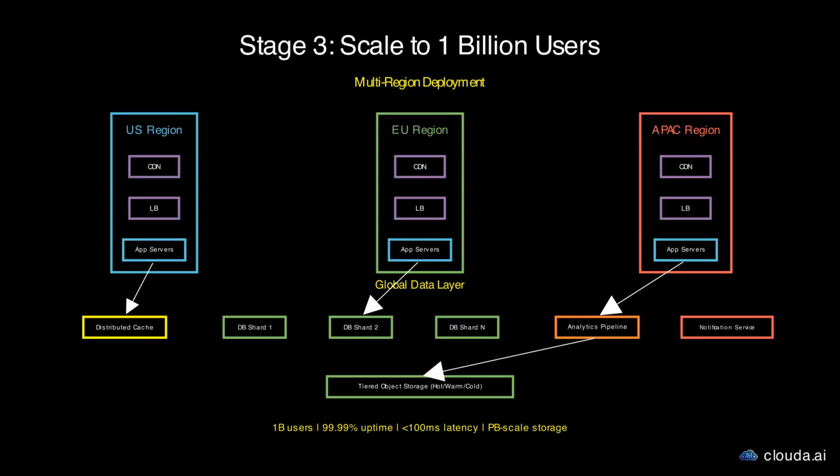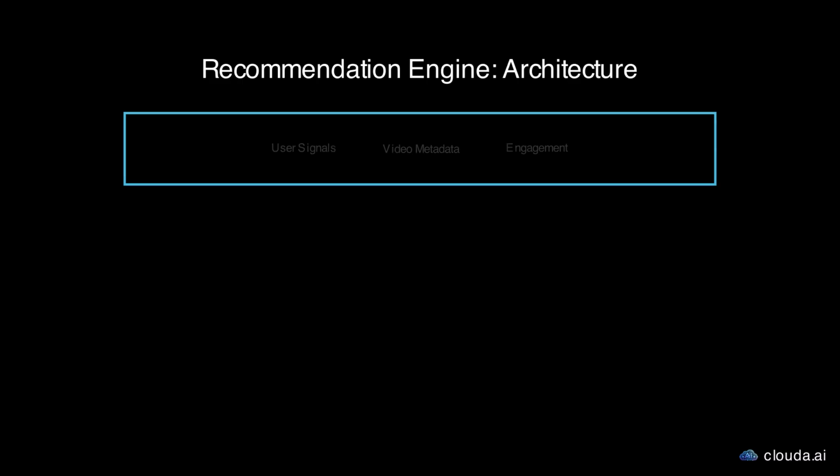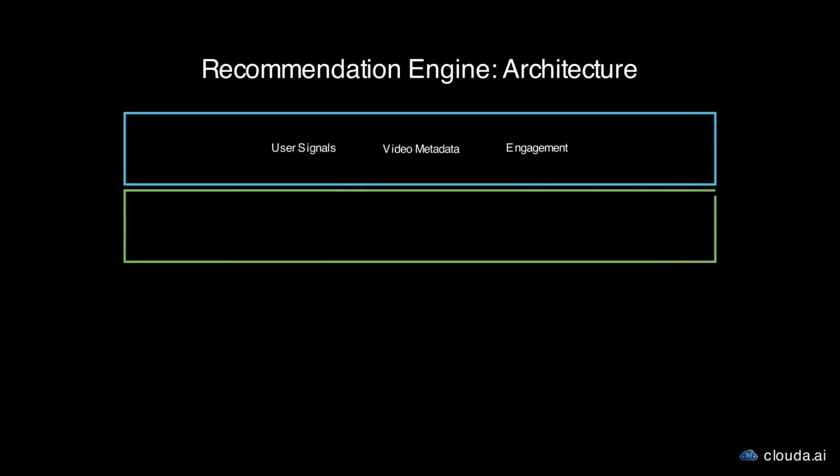For cost-efficient storage of petabytes of video data, we've implemented tiered storage: hot tier for recent popular videos on SSDs, warm tier for older content on HDDs, and cold tier for archival on Glacier storage. This architecture achieves 99.99% availability through redundancy at every layer and delivers the low latency, personalized experience that 1 billion users expect. Let's dive deep into TikTok's recommendation engine, which drives 90% of user engagement.